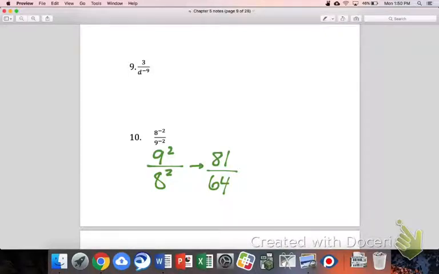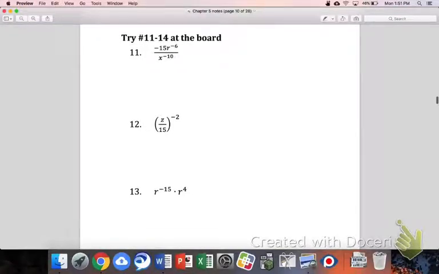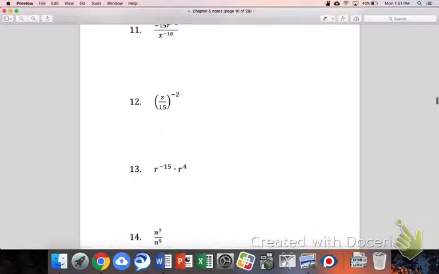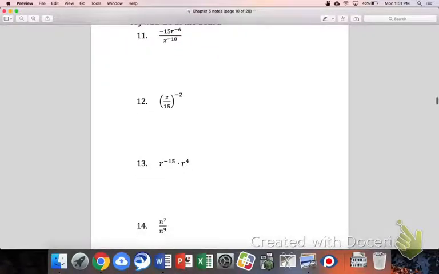Any questions? Hope that went well for you. Okay, let's move on. 11. These get a little tougher. A little more going on. So if you would, take a look at numbers 11 through 14, and we'll try these together here in just a second.